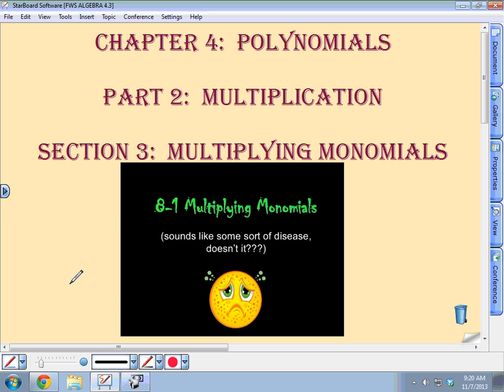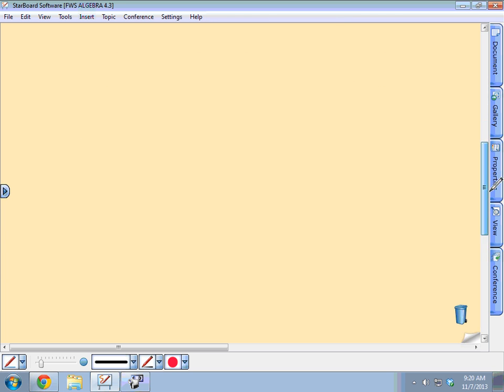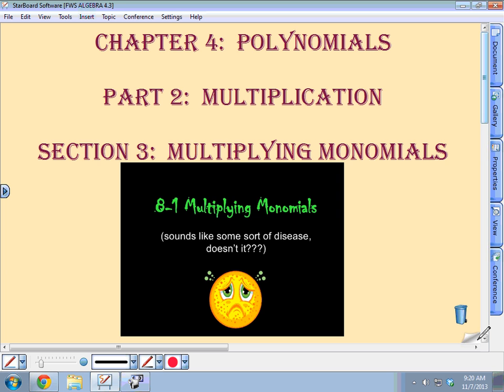Okay, so we're finished with the adding and the subtracting of the monomials. So now we're going to get on to part two, which is multiplication. And for the multiplication step, we're going to learn a few rules that are going to help us to multiply these things. Okay? And so we're going to start with the first part, which is multiplying monomials. And we'll move to the next.